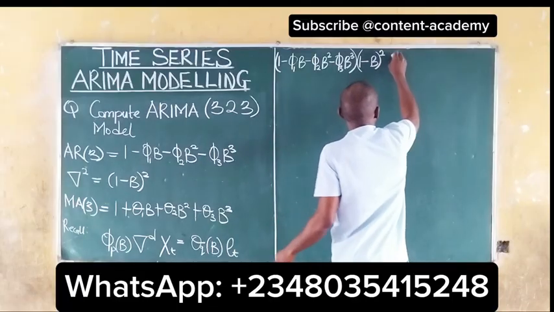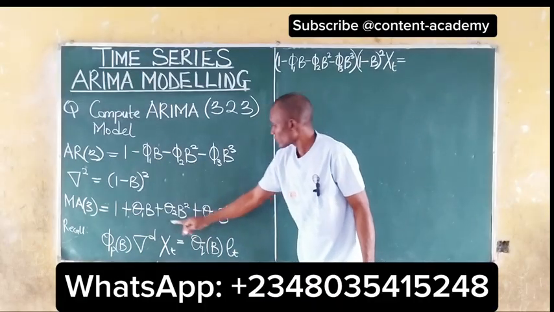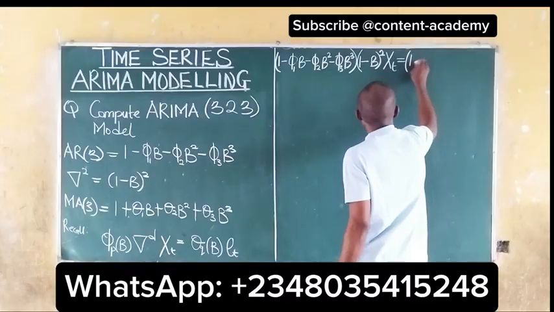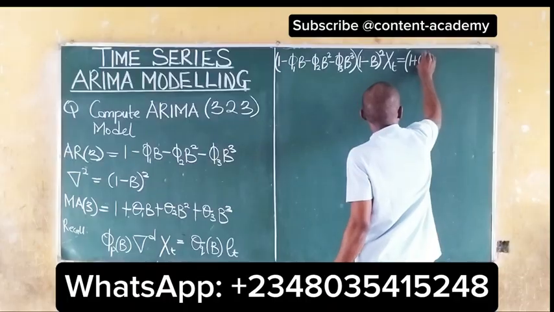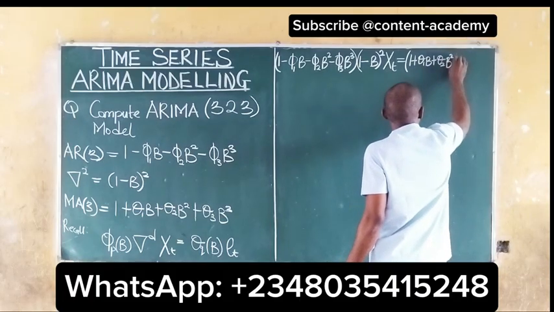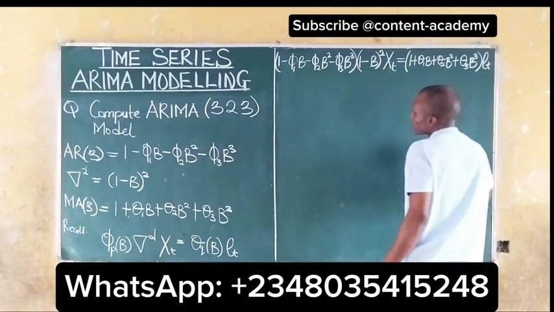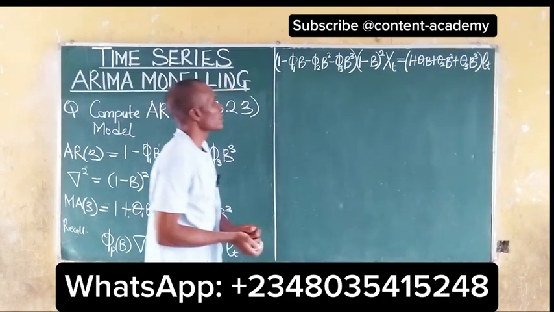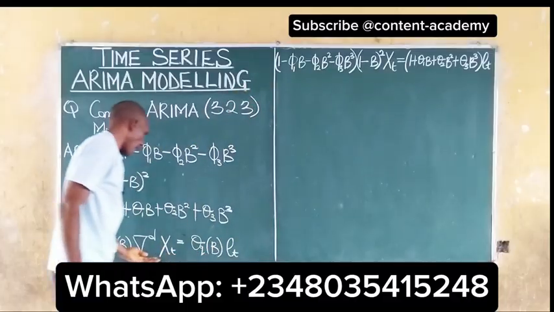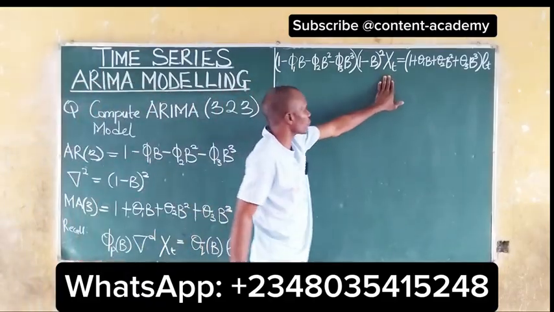Here we have our S_t. Our S_t will be equal to our moving average part, which is the whole of this: 1 plus theta 1 B plus theta 2 B squared plus theta 3 B raised to the power of 3, then e_t. Yes, this is what we have. Now, this is our model, but we can rewrite this out properly so that we'll be with the time series values only.